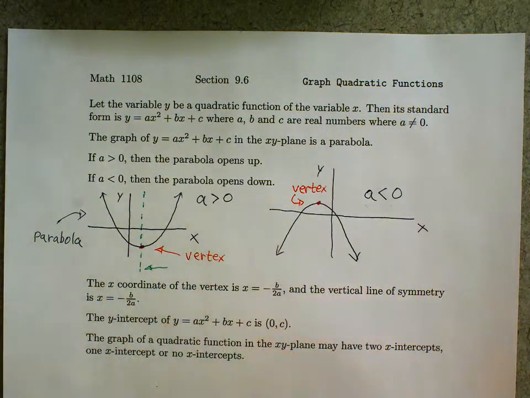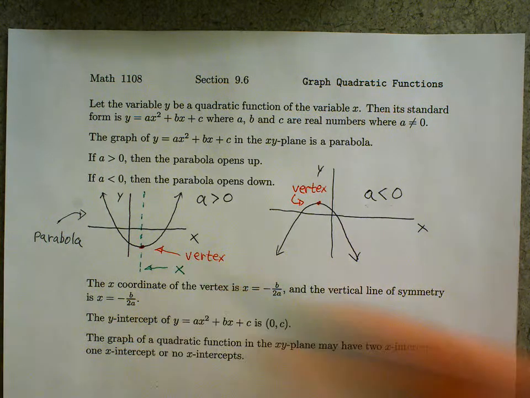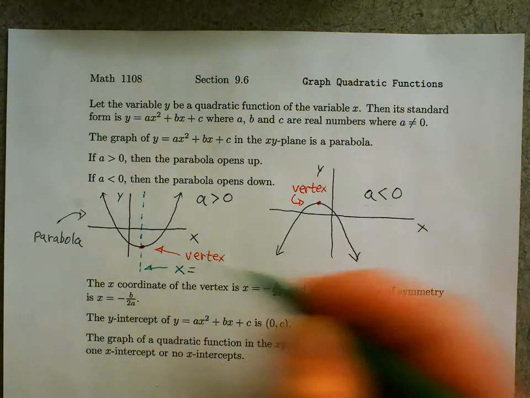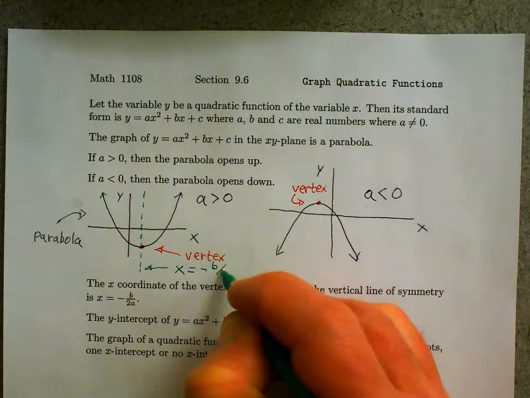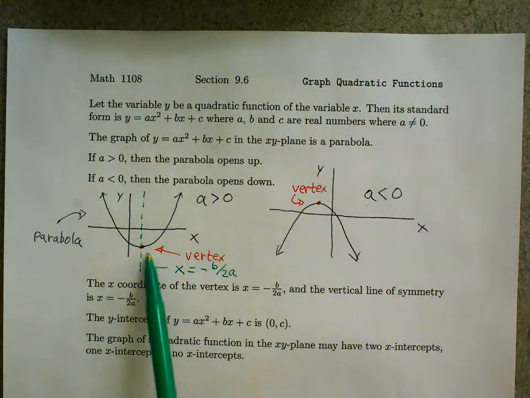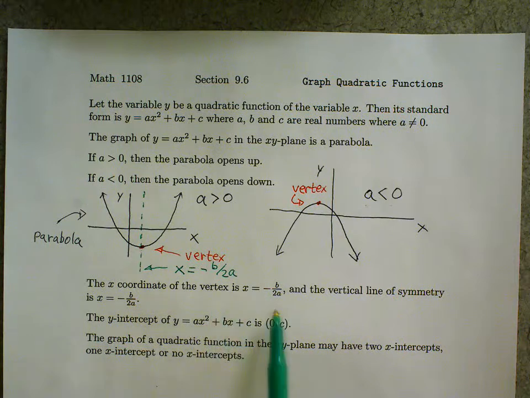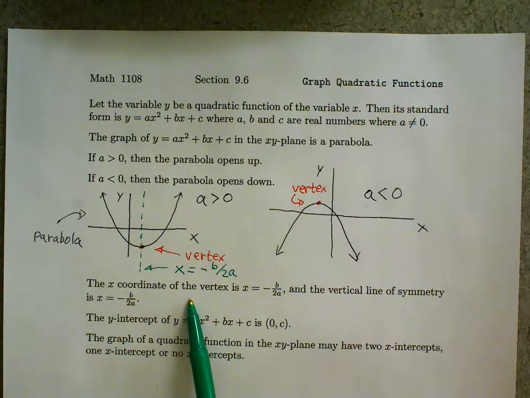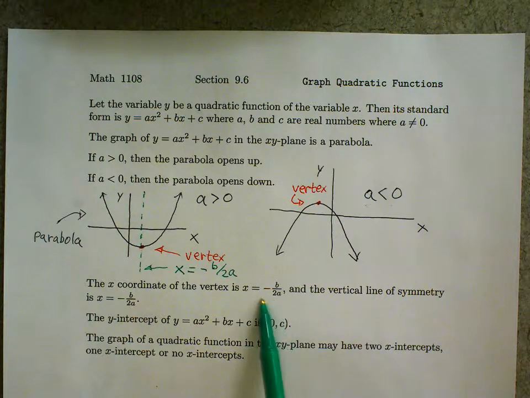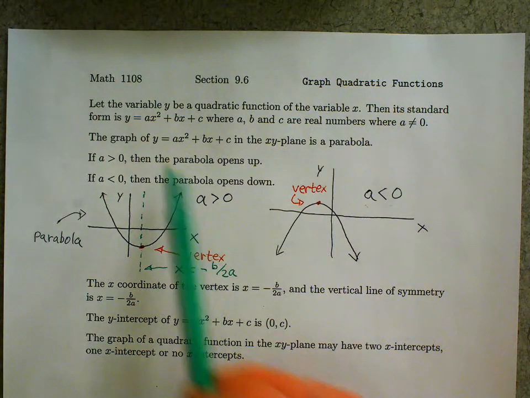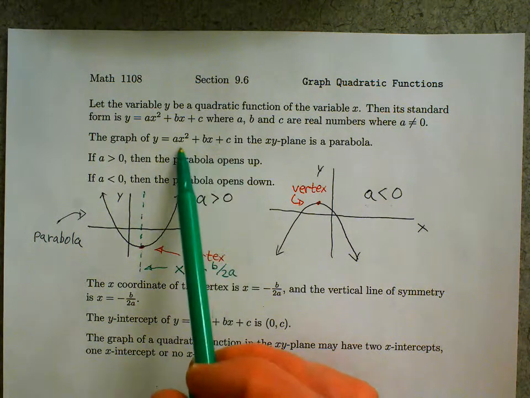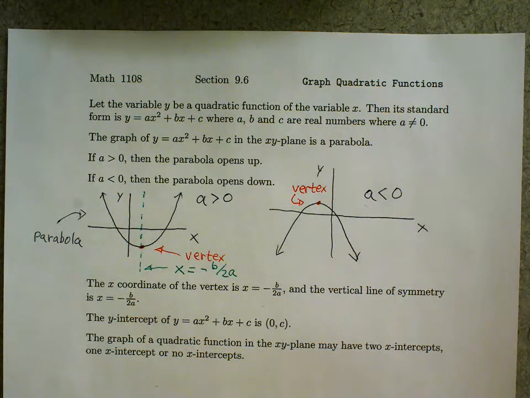The equation for that vertical line, we've seen equations of vertical lines before. So the equation of that vertical line is x equals negative b over 2a. And the x-coordinate of the vertex is the same number, negative b over 2a. We could write the formula for the y-coordinate of the vertex, but in general, it's easier just to use negative b over 2a to find the x-coordinate. And then to find the y-coordinate, just use the function and replace x with negative b over 2a.